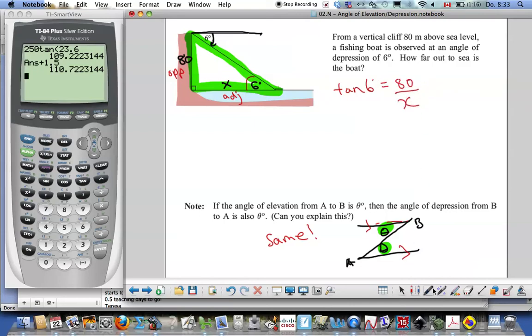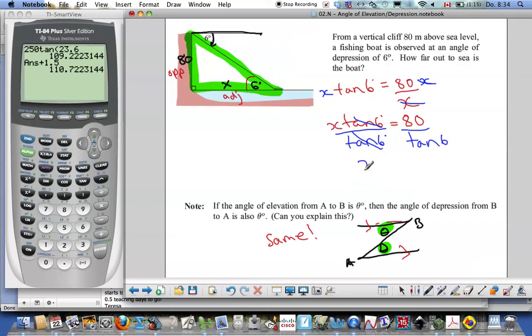Now here there's a little bit of algebra involved, because the x is on the bottom. Sometimes students find it more difficult to get it out of the bottom. So I don't like it on the bottom, so I'm going to multiply both sides by x. What we've got now is x tangent 6 is 80. Let's isolate x: x is equal to 80 divided by tangent 6. Tan 6 is just a number, just like if you had 2x being 80, you'd divide by 2.